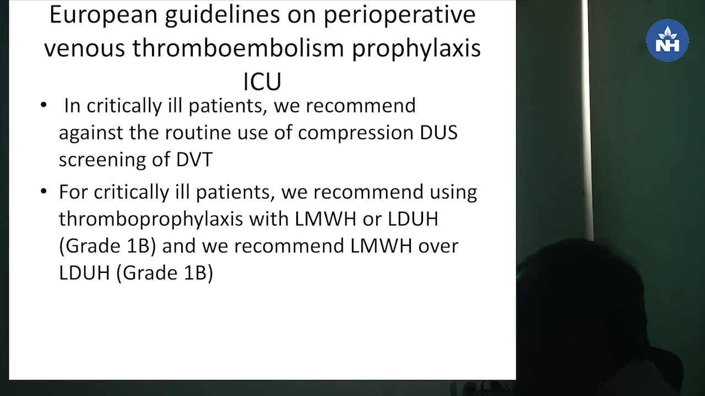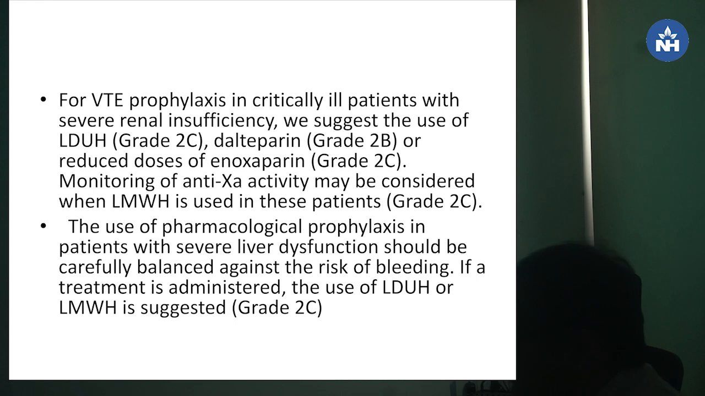Now let's come to the ICU: European guidelines on perioperative venous thromboembolism prophylaxis in ICU. In critically ill patients, there is a recommendation against routine use of compression duplex ultrasound screening for DVT. For critically ill patients, we recommend thromboprophylaxis with low molecular weight heparin or low dose unfractionated heparin, and we recommend LMWH over LDUH. For VTE prophylaxis in critically ill patients with severe renal insufficiency, we suggest use of LDUH, dalteparin or reduced doses of enoxaparin.